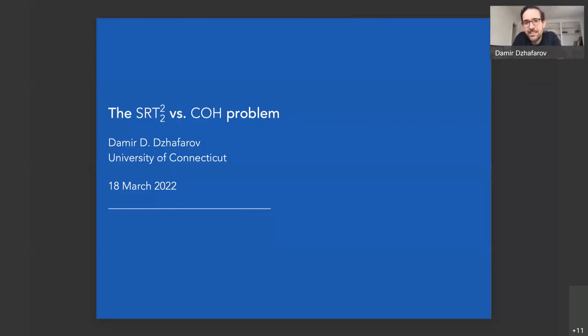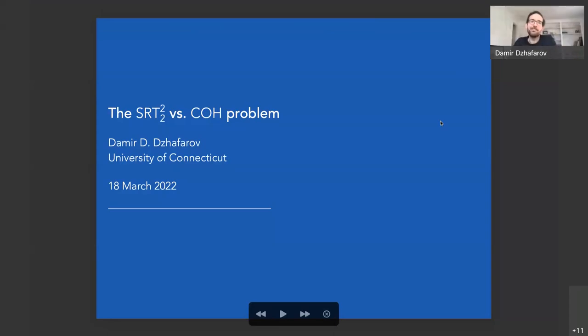Okay, so the title here is the SRT22 versus COH problem, and the name is meant to invoke something like P versus NP, right? Of course, it's not that dramatic a problem, but it's a problem that has played a very central role in this area of reverse mathematics. So I'd like to begin with some background, some very elementary things, then tell you a bit about what reverse mathematics is, and then tell you about this problem towards the end. A little bit about how it was solved, and also about what remains of this problem and what this problem has morphed into and what people are thinking about now.